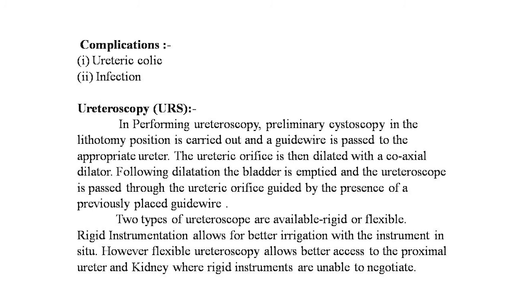Two types of ureteroscopes are available. One is rigid and the second is flexible. Rigid instrumentation allows for better irrigation with the instrument in situ. However, a flexible ureteroscope allows better access to the proximal ureter and the kidney, where rigid instruments are unable to negotiate. This is the drawback of the rigid ureteroscope.